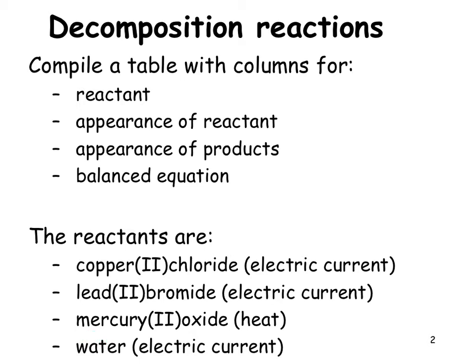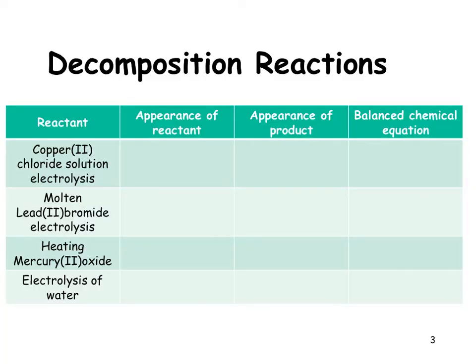We are going to compile a table because the table is a nice way of comparing all of the information we get. And we need to have columns for reactants, appearance of reactant, appearance of product, and a balanced equation. So your table, once you've constructed it, will look like this. Press pause, make sure that you've got this table constructed before you start looking at the video material.